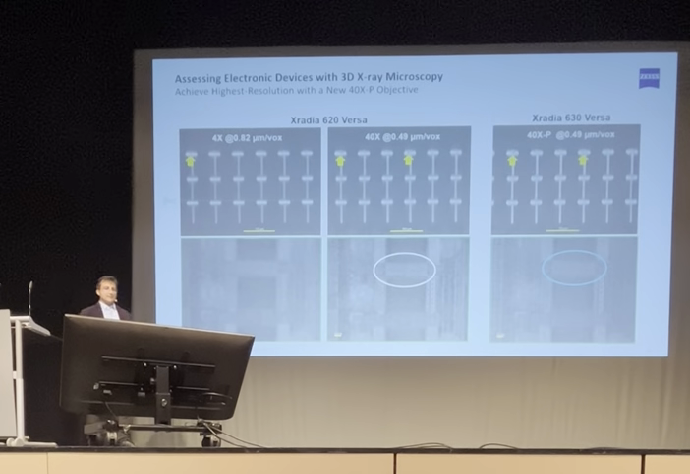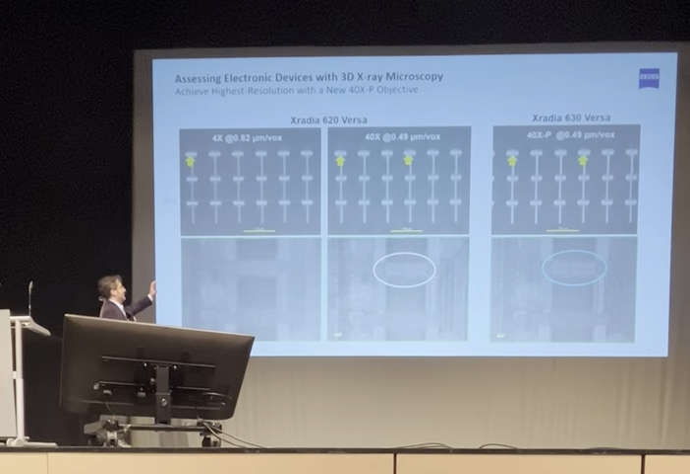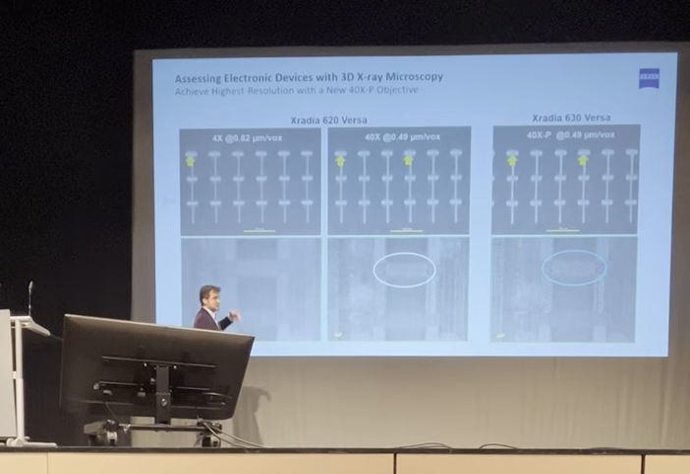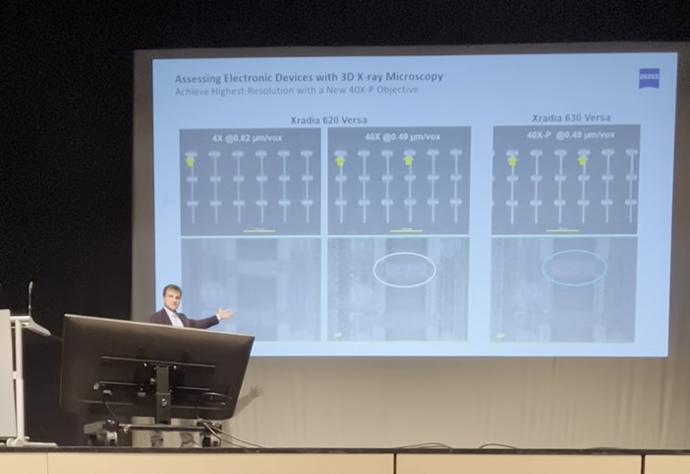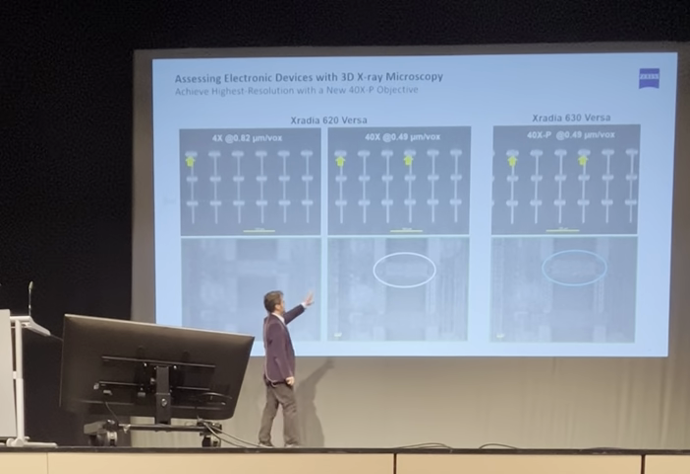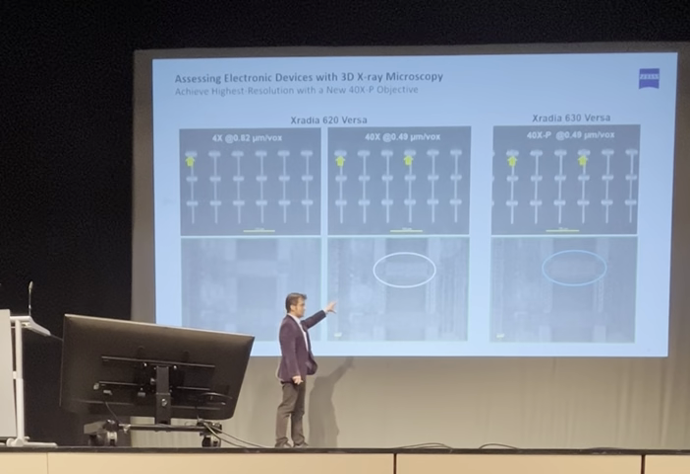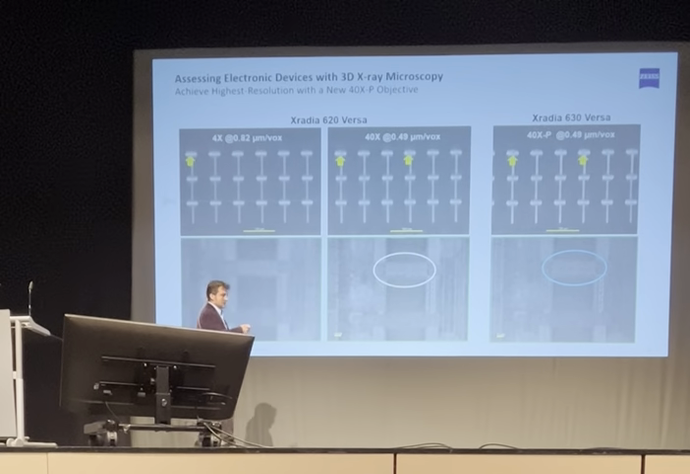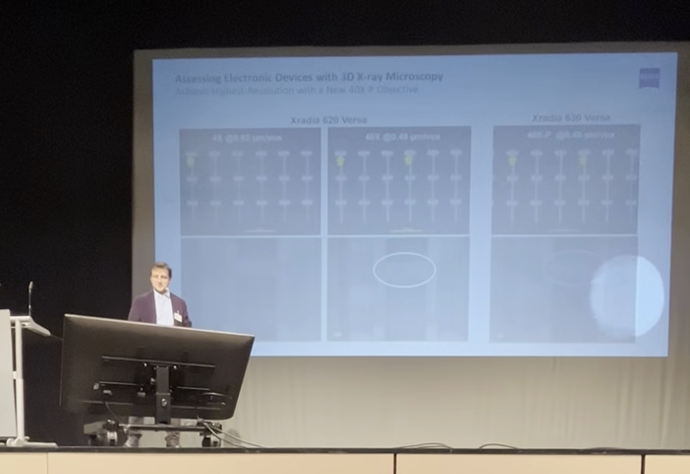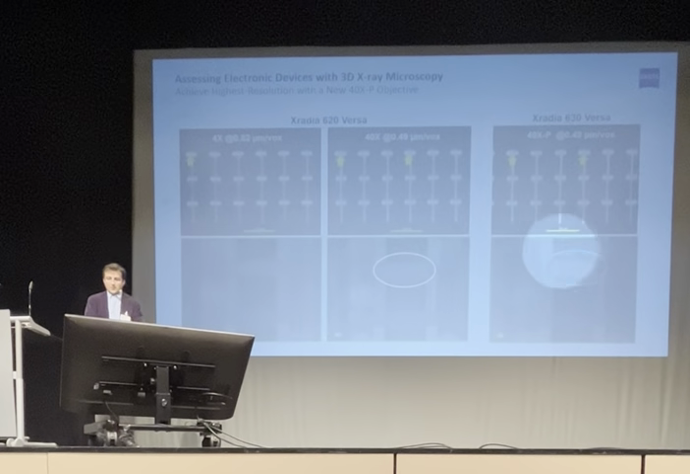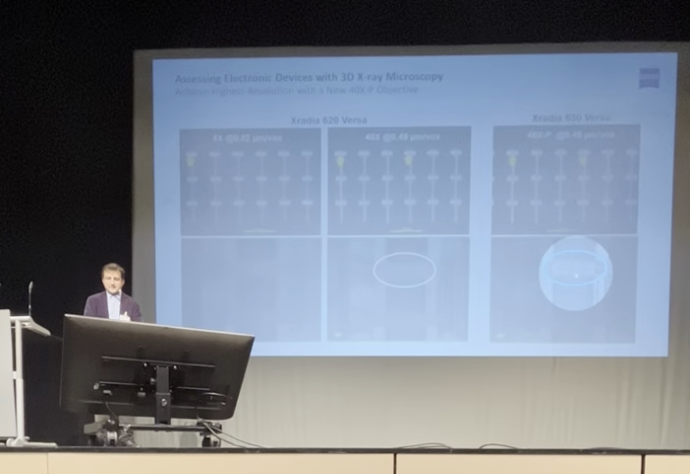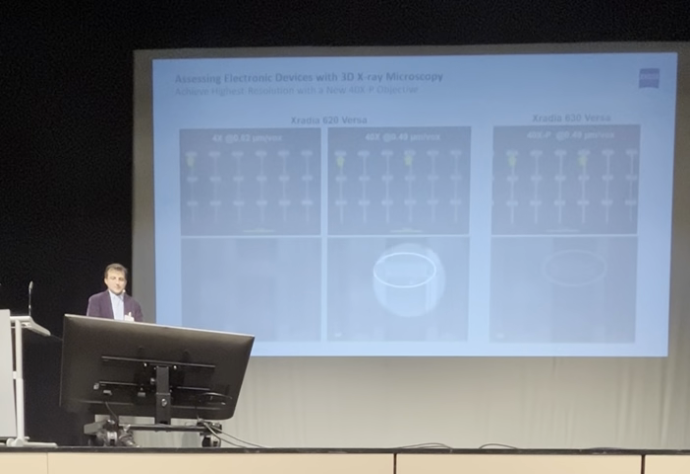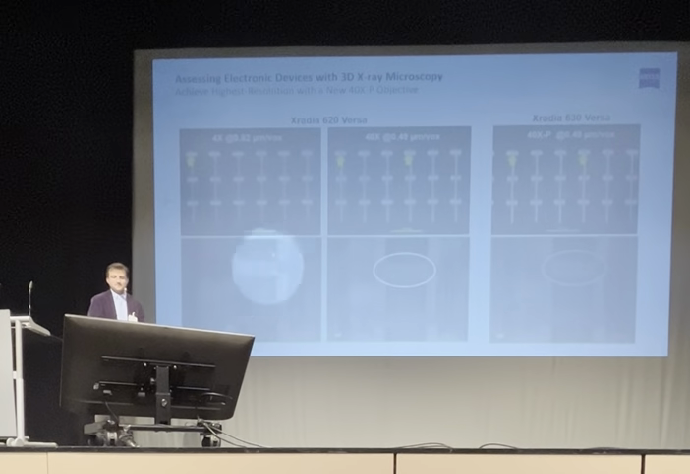And this is an example. This is what it was before when we used the previous generation 620 Versa, and you go to the 40x, you see how you lose resolution at some point. But you recover that, and let me see if I can show you, you recover all of that in this image, as compared to what you will have over here.